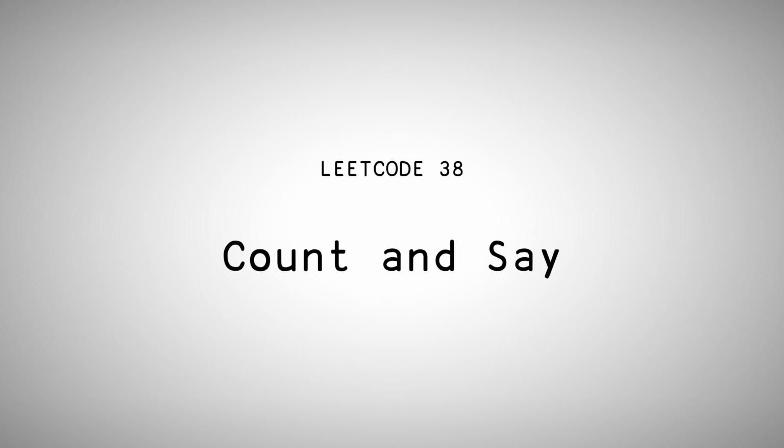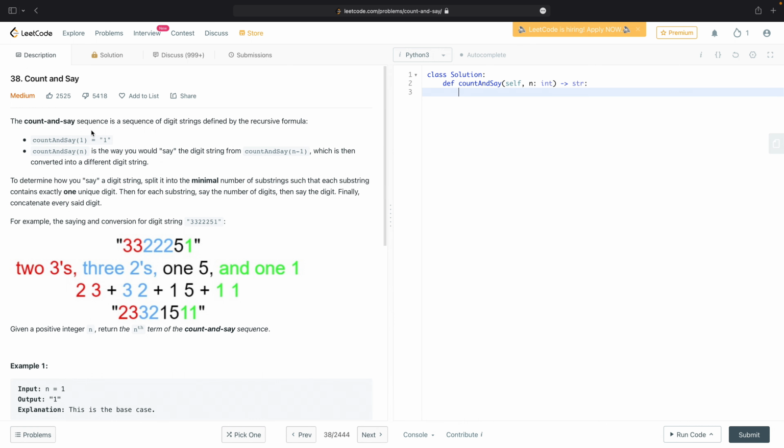Today we are doing the count and say problem. The count and say sequence is a sequence of digit strings defined by the recursive formula: count and say 1 is the string 1, and count and say n is the way you would say the digit string from count and say n minus 1, which is then converted into a different digit string.